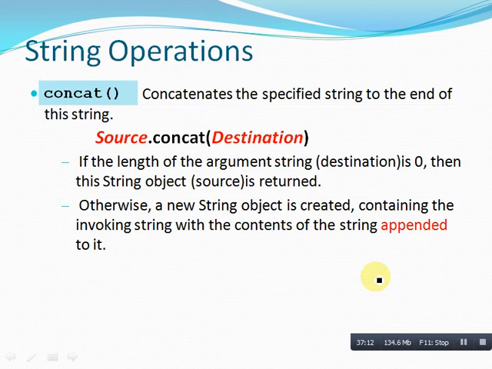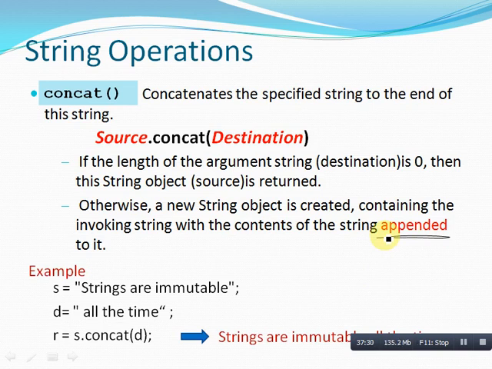The next method is concat. The concat method is adding two strings together, also called appending the string. The destination is added to the source. For example, if S is "Strings are immutable" and D is "all the time", then R = S.concat(D). What is the result? The result is S plus D, so it is "Strings are immutable all the time".